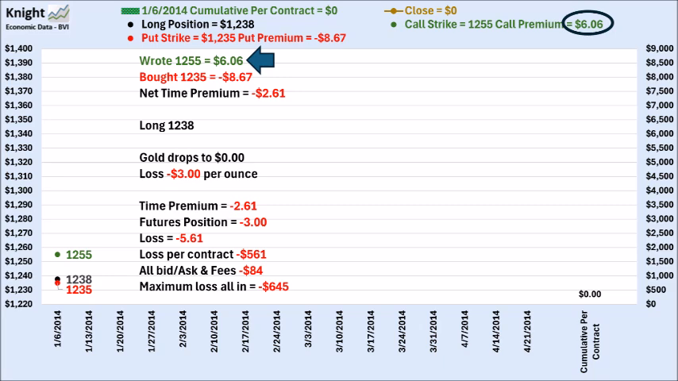In this example, the time premium paid to define risk on this trade is the difference between the $6.06 per ounce or $606 per contract that we collected on the 1255 call we wrote against our 1238 long position, and the $8.67 per ounce or $867 per contract we paid for the 1235 put to protect our position, or a total time premium loss on this position of $2.61 per ounce or $261 per contract.